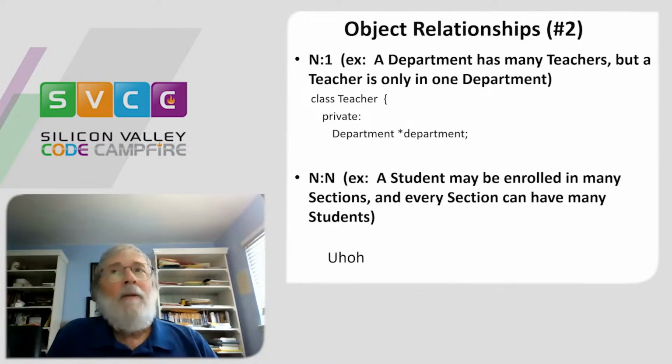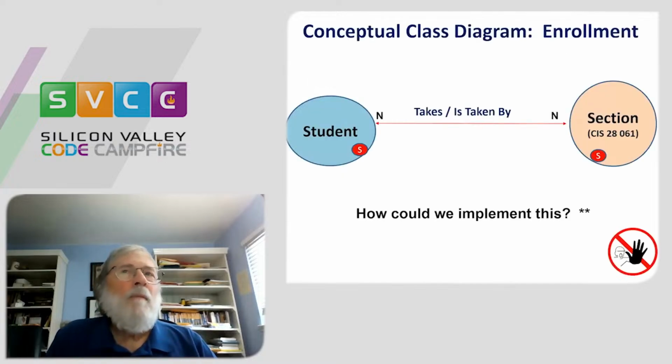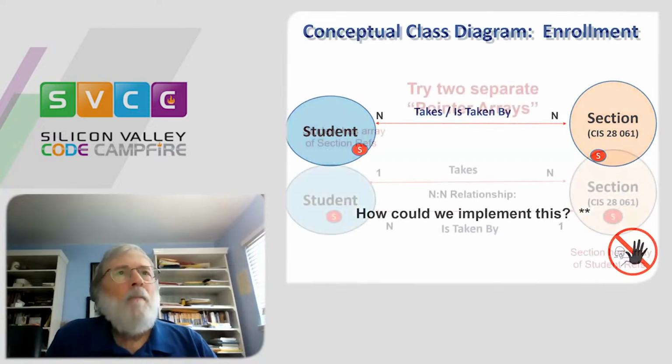And then you come to the fourth one, which is usually a problem, and that's n to n. A student may be enrolled in many sections, but every section can have many students. So that's an n to n relationship. And those are tricky. Let's take a look why. So we have a student taking n sections, section being taken by n students. How do we implement this? How do you implement an n-to-n relationship?